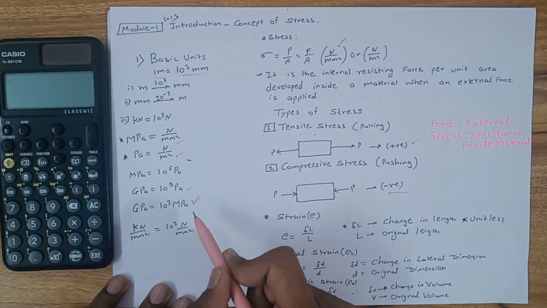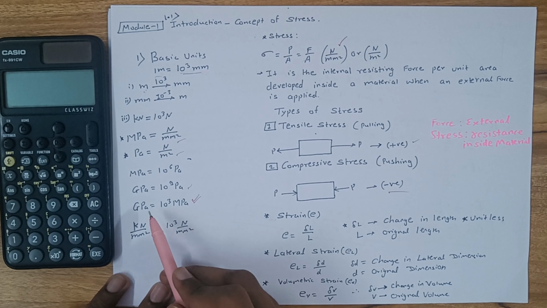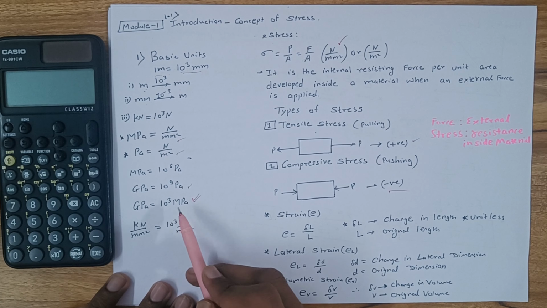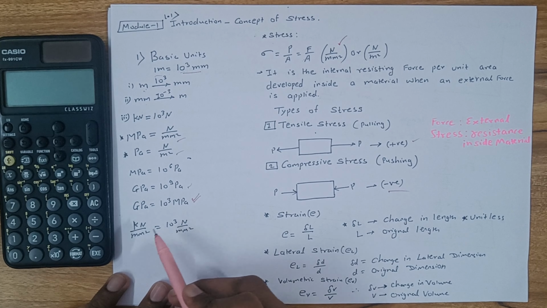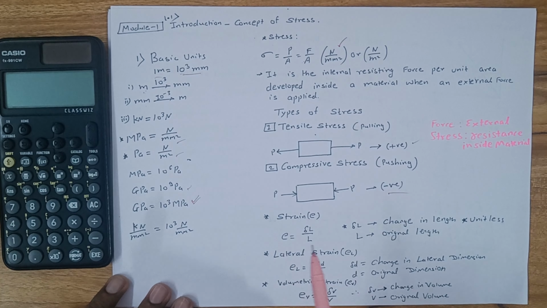This is an important unit conversion because sometimes the Young's modulus is given in gigapascal. We have to convert it to megapascal to solve the problem. 1 kilonewton per mm square is equal to 10 raised to 3 Newton per mm square.